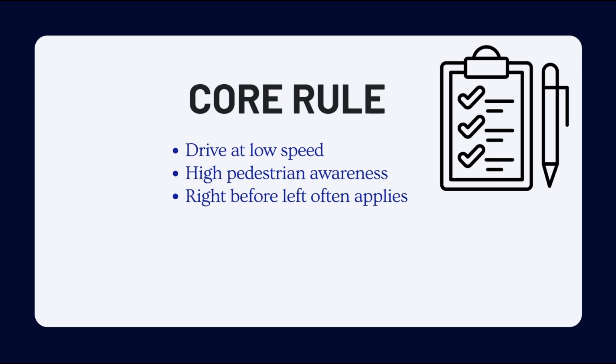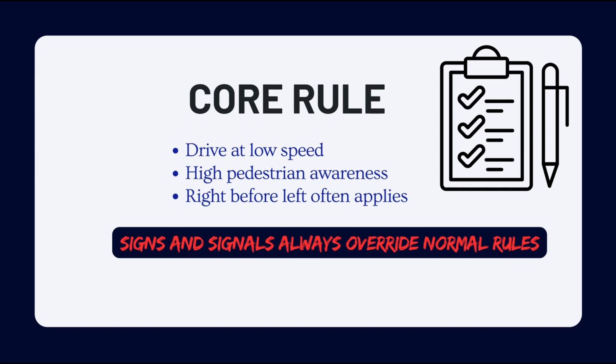The core rule says that whenever we are driving in residential zones, and most importantly when we are driving in play streets, drive at a low and controlled speed. Additionally, we need to maintain high pedestrian awareness, and in many residential areas we have to use the right before left rule. Also, an important thing to remember is that visibility is often limited because of parked cars, narrow roads and side streets, and children or cyclists appearing suddenly. So whenever we are driving in residential areas, signs and signals always override normal rules.